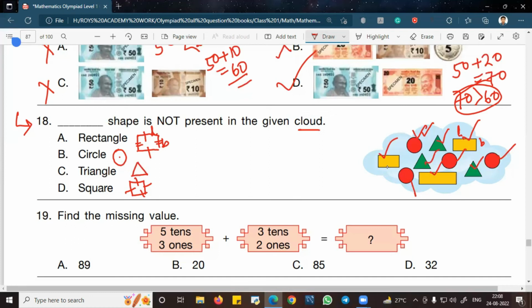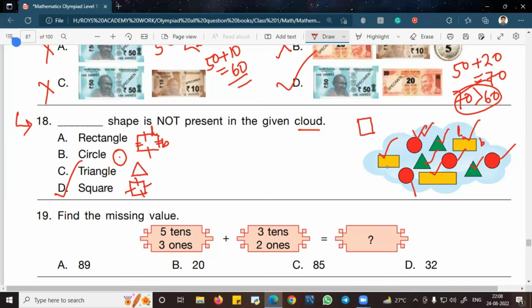So there we can see the square is not present there. So that's why D will be the answer here. Square shape is not present here in this cloud. So that's why D will be the correct answer. Okay, dear students, we just followed all of these figures, and we haven't found a square. So that's why square will be the right answer.